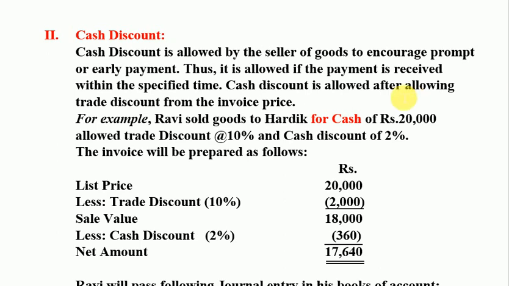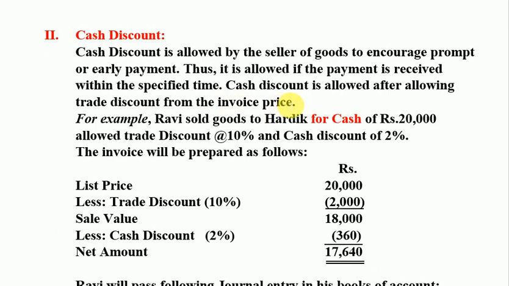So children, right now I have told you that trade discount will never be recorded in our books of accounts. Got it? But now comes the cash discount. Cash discount is allowed by the seller of goods to encourage prompt or early payment. Thus, it is allowed if payment is received within a specified time. Cash discount is allowed after allowing trade discount from the invoice price.